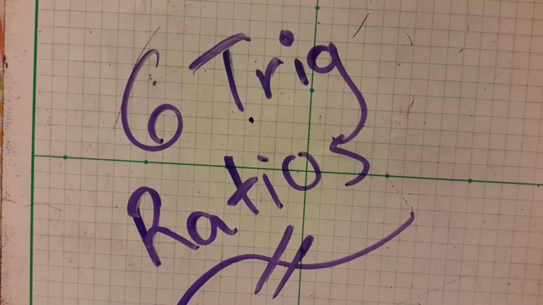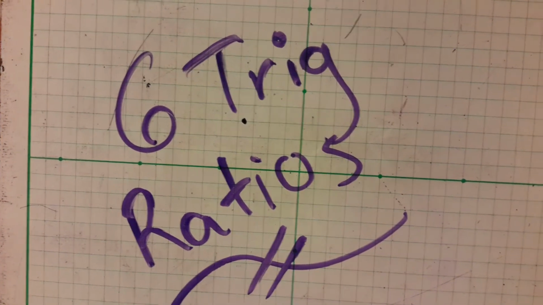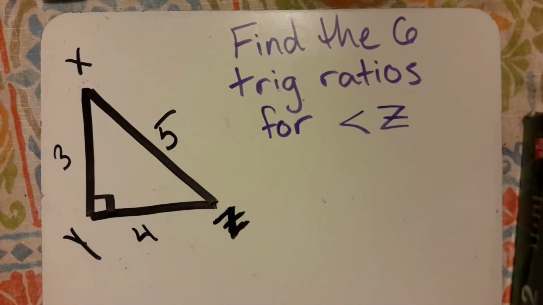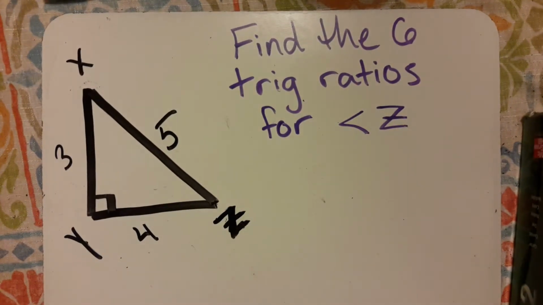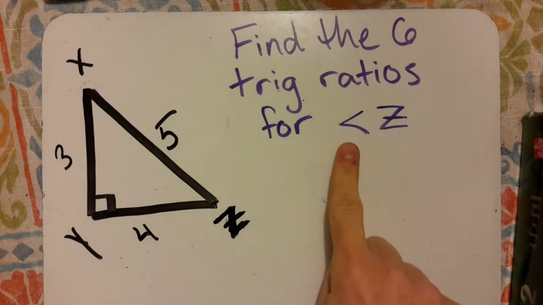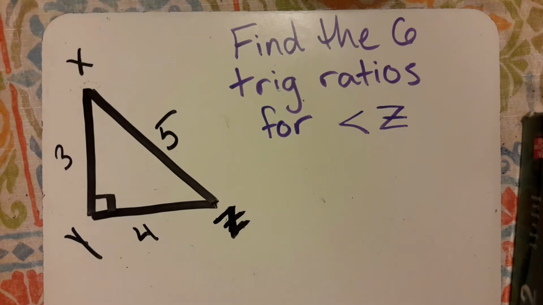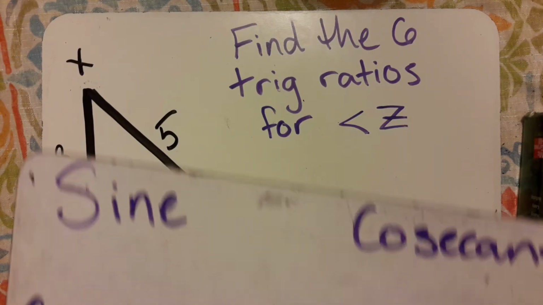Okay, today we're going to be discussing the 6 trig ratios. What they're going to give us today is a triangle like this, and they're going to give the directions like find the 6 trig ratios for angle Z. They're going to give us some angle they want us to find. Well, before we do that, let's discuss what even are the 6 trig ratios.